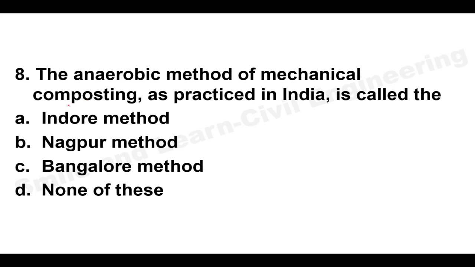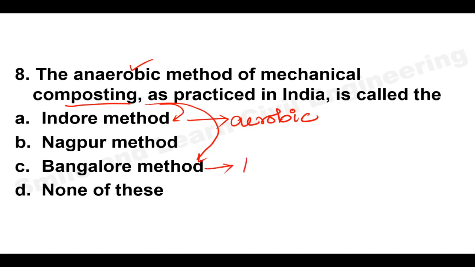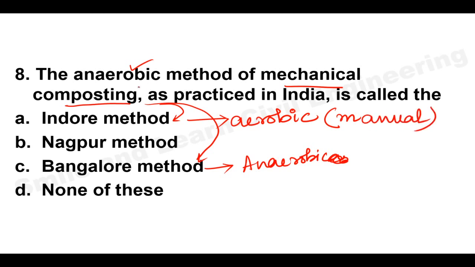Now, composting is actually of two types: one is the indoor method and the other is the Bangalore method. The indoor method is an aerobic one, but the Bangalore method is anaerobic, and it also uses mechanical composting. The indoor method uses manual composting, right? There are various types of composting, and we will discuss this in detail. So the right answer to this question is the Bangalore method, option C.